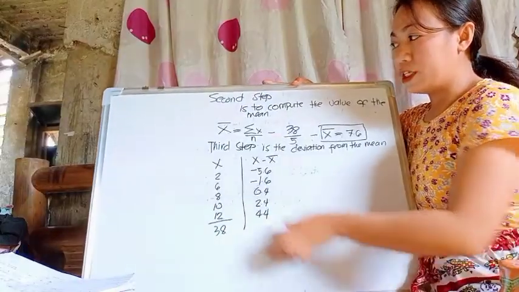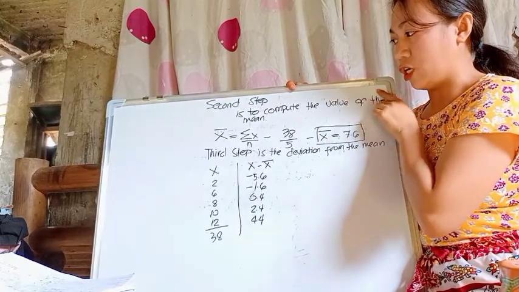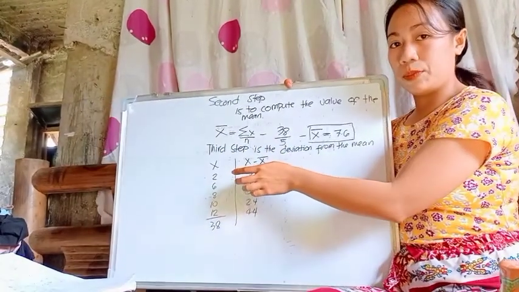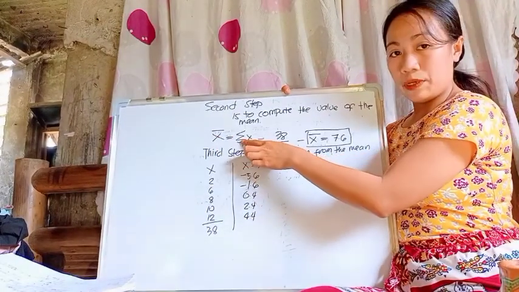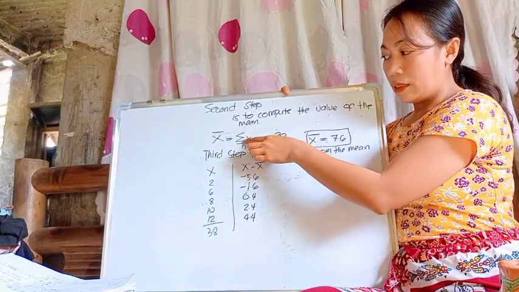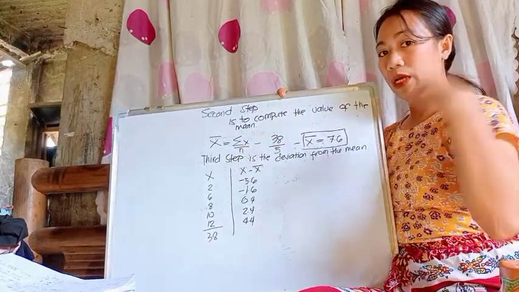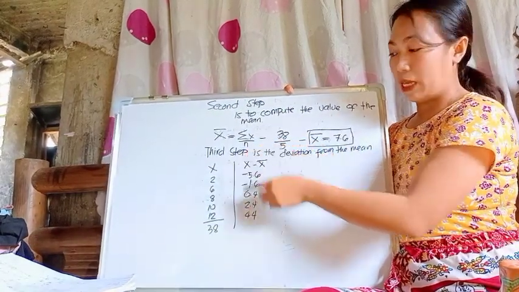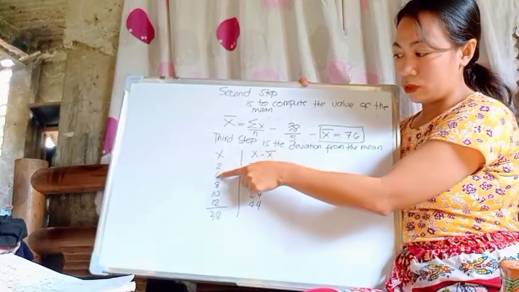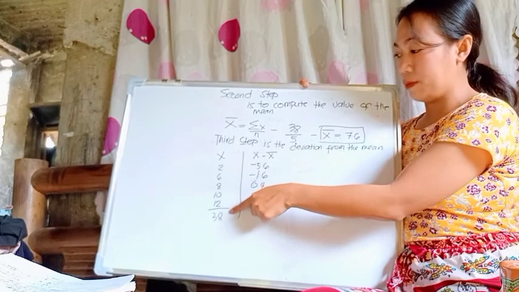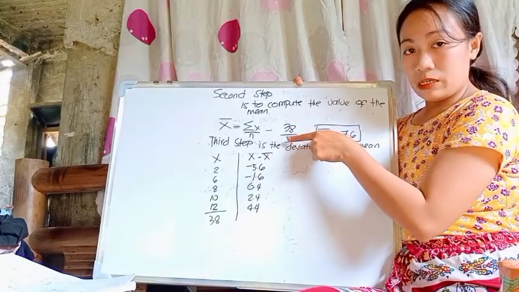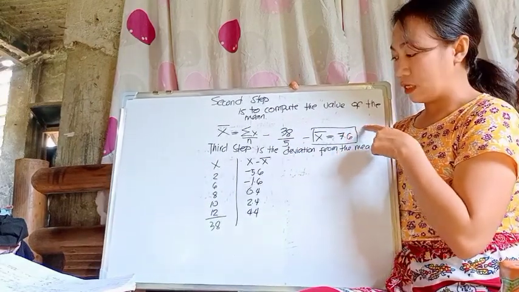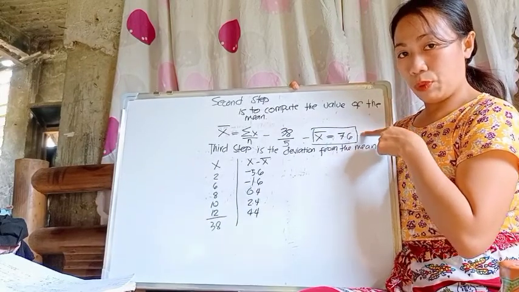Our second step to compute the mean deviation is to compute the value of the mean. Here is the formula of the mean: mean is the summation of x over n. The summation of x, which we computed, is 38. And n is the count of the ungrouped data, so let's count: 1, 2, 3, 4, 5. There are 5, so we put 5. So 38 over 5, therefore the answer is 7.6. So the mean is equal to 7.6.